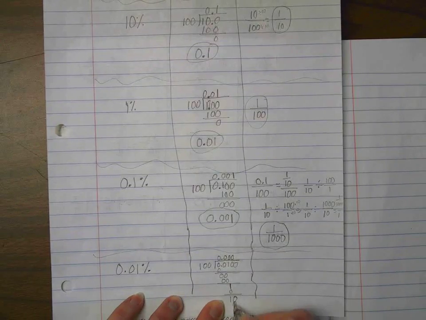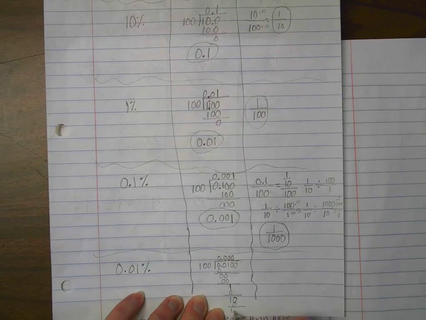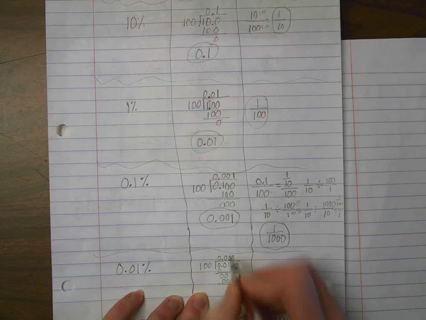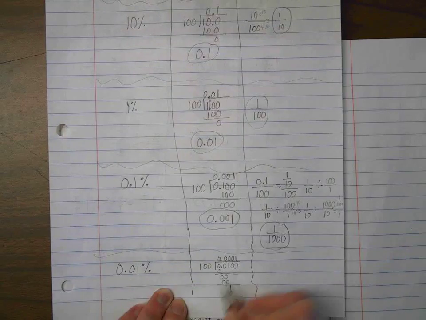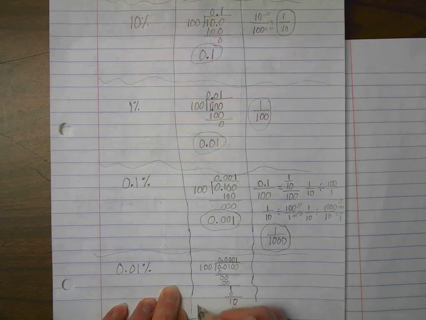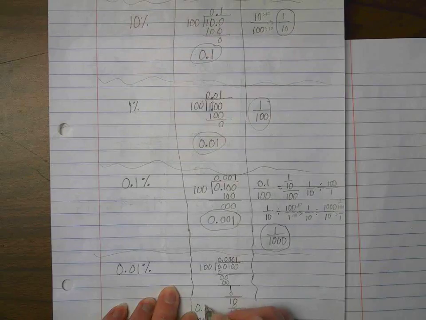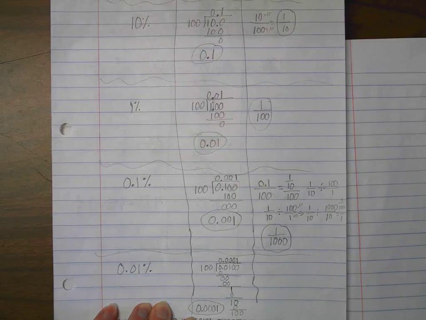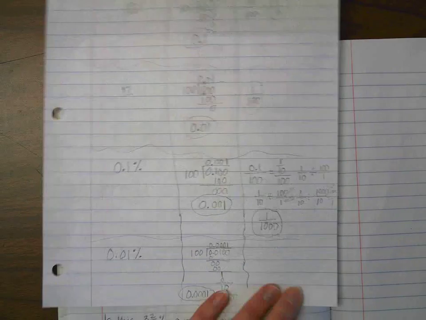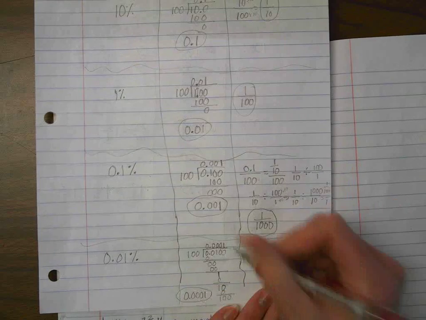So we bring a 0. Can 100 go into 10? The answer is no. So we bring a 0, and we still have 10. Bring another 0. Can 100 go into 100? Yes, finally. Phew, we found it. So our decimal for this number is 0 and 10ths, 100ths, 1000ths. So our answer is 1/10,000th.